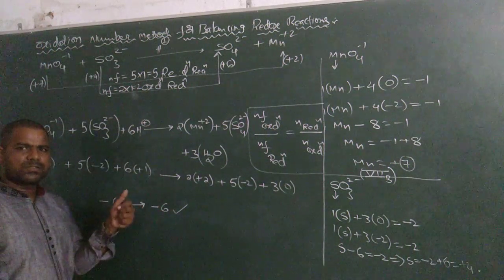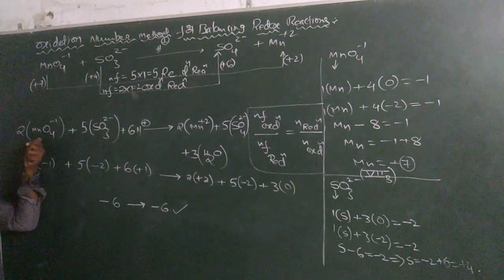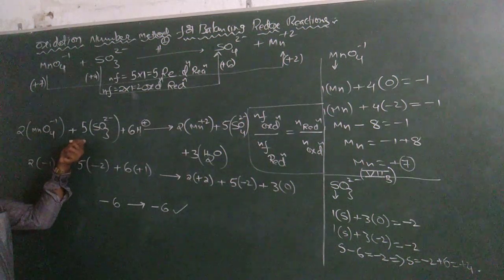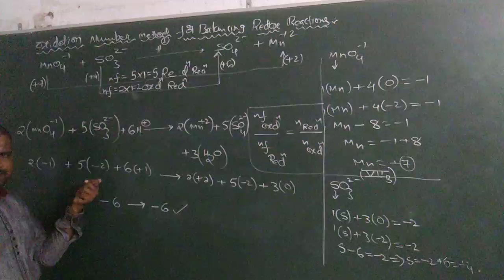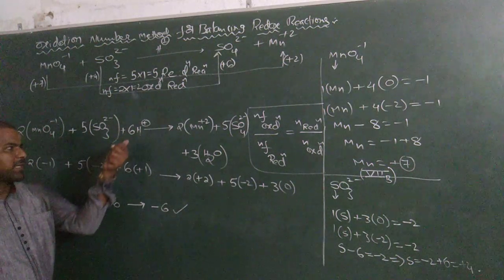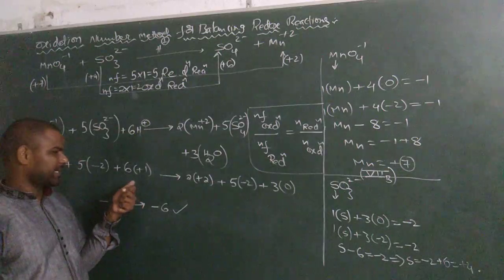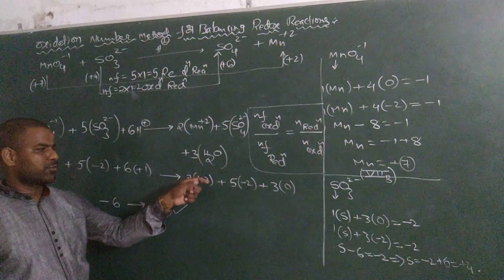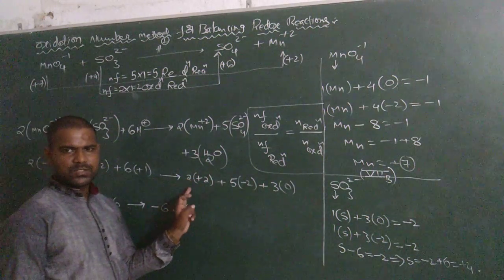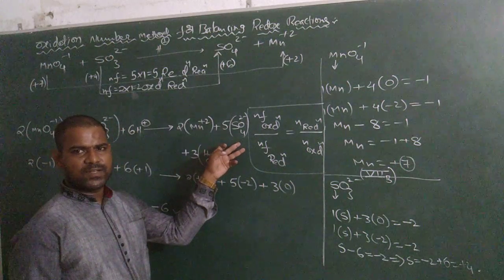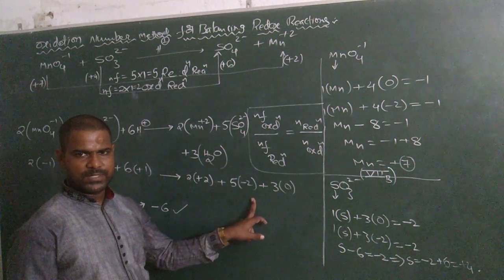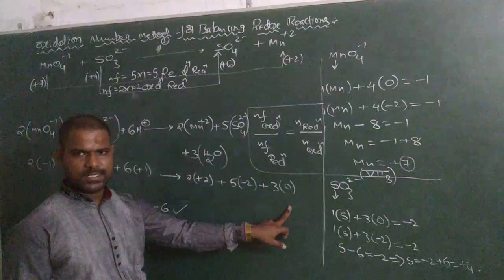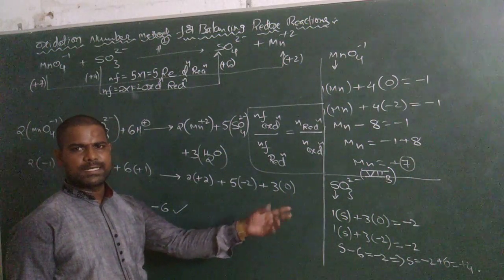For that we will write here that the permanganate ion charge is -1, so it is 2 into -1 charge. The sulfide ion charge is -2 for each sulfide, so it is 5 into -2. The H plus charge is +1 for each H plus, so 6 into +1 charge we will write here. Then on the product side, for each manganese +2 charge, so 2 into +2. For each sulfate ion -2 charge, so 5 into -2. For each water molecule, 3 into 0 here, because a molecule is in a neutral state.